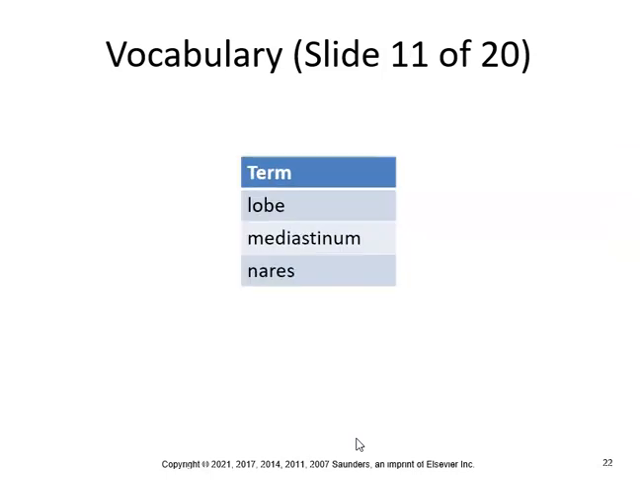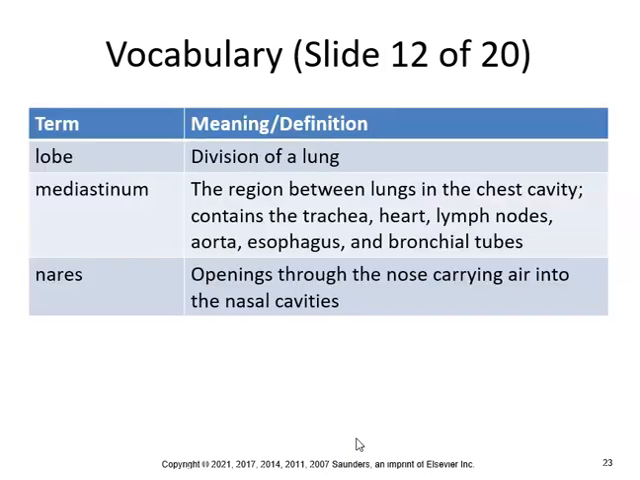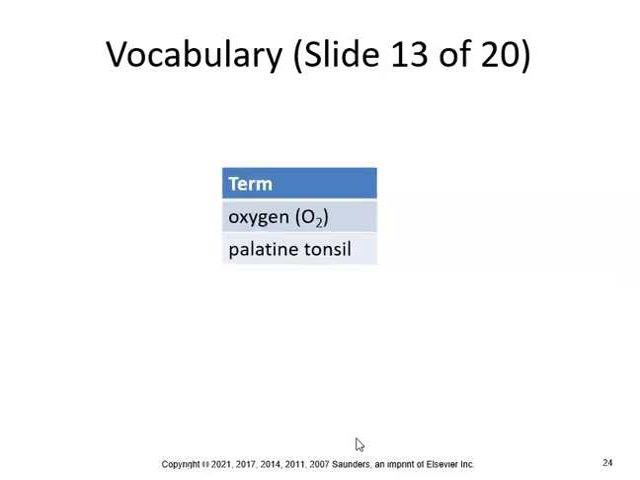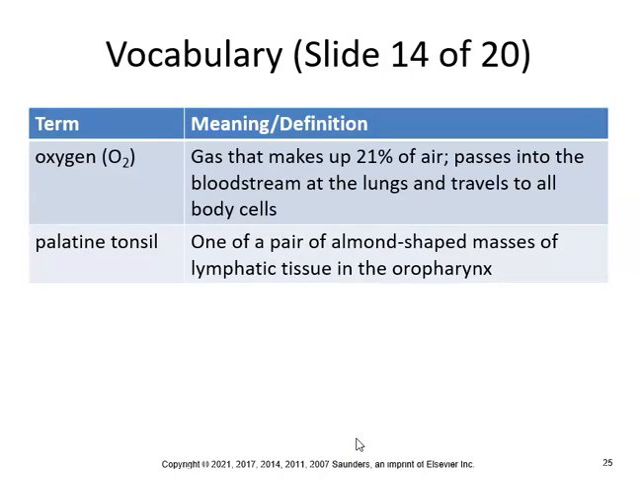You have the lobe, mediastinum, and the nares. The lobe is a division of the lung. Remember, you have 3 lobes on the right, 2 on the left. The mediastinum, the region between the lungs and the chest cavity, contains the trachea, heart, lymph nodes, aorta, esophagus, and bronchial tubes. Nares, openings through the nose carrying into the nasal cavities. Oxygen, palatine tonsils. So oxygen gas makes up about 21% of air, passes into the bloodstream at the lungs and travels to all parts of the body cells.